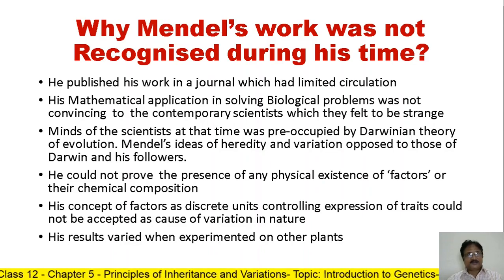Furthermore, his results were not successful on other plants. Why were his results not successful on other plants? One of the reasons may be that Mendel worked on pure lines, whereas others might not have worked on pure lines, or they might have worked on hybrid plants. So Mendel's law could not be applied on those experiments. So these were some of the basic reasons why Mendel's work was not recognized during his lifetime. There are more points, but those we have discussed are sufficient for this moment.